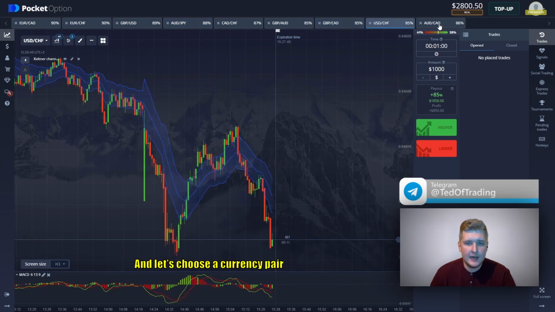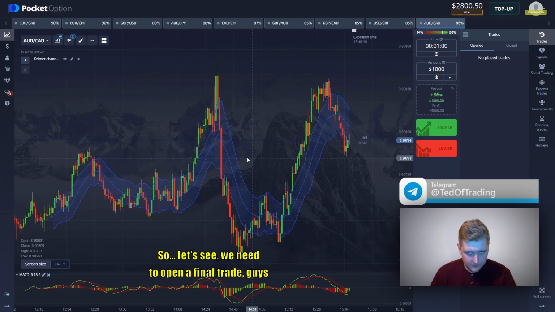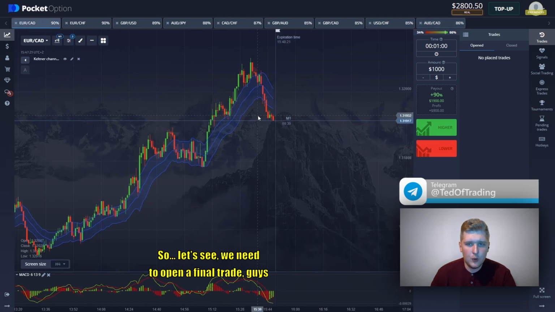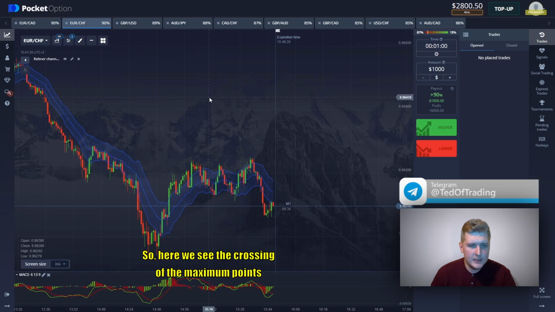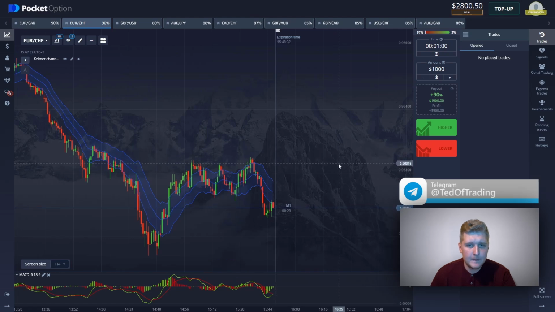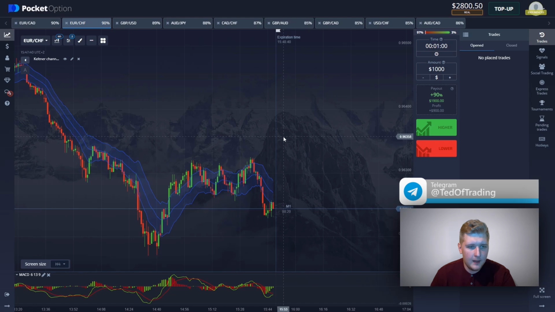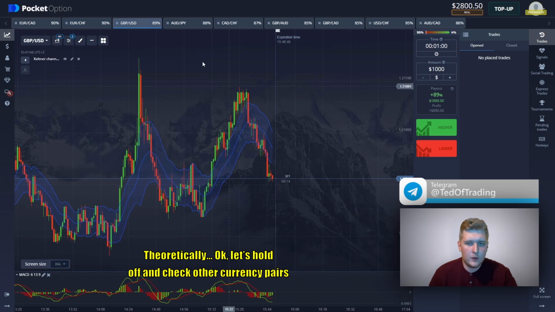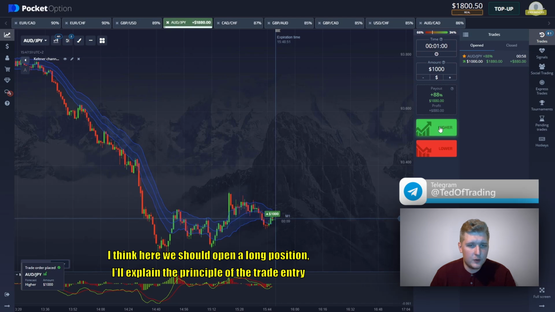And let's choose a currency pair. So, let's see. We need to open a final trade, guys. So here, we see the crossing of the maximum points. So here the flat, I'm in two minds if we should open here. Theoretically, okay, let's hold off and check our other currency pairs. I think we should open a long position.